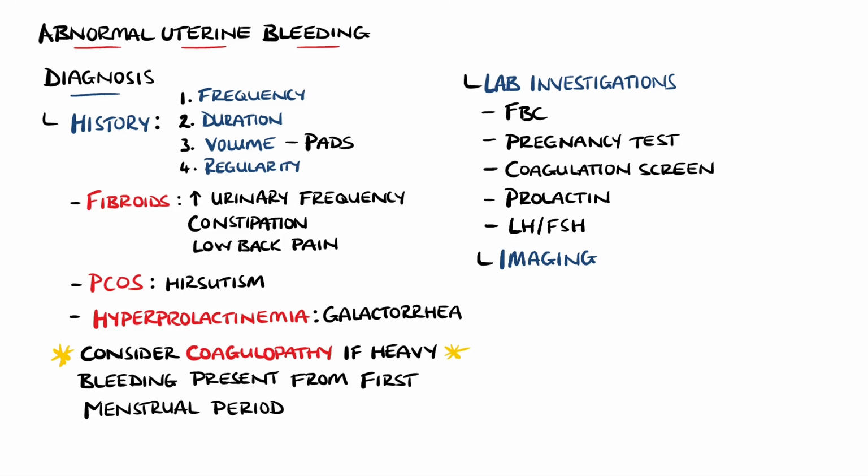Imaging is primarily used to look for structural causes such as fibroids, malignancy, or polyps, with ultrasound being one of the first modalities used. It could be transvaginal or transabdominal, with transvaginal being able to better evaluate the pelvic organs. Another option is MRI.